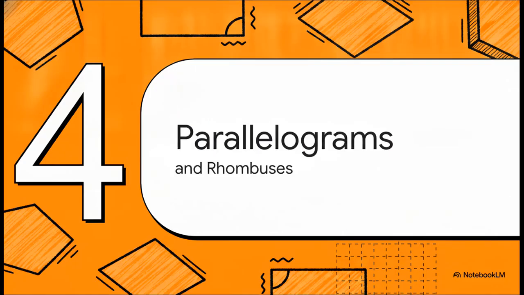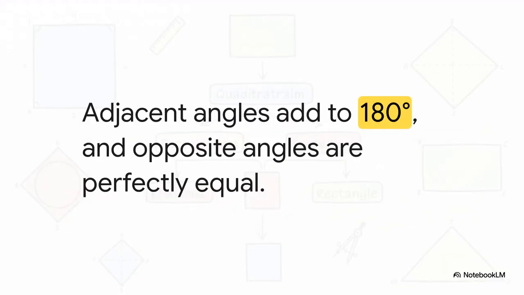Okay, let's dive deeper. Section 4, parallelograms and rhombuses. Now, as the name kind of gives away, a parallelogram has opposite sides that run completely parallel to one another. But what's super cool is that this creates a really beautiful, predictable mathematical rhythm on the inside.